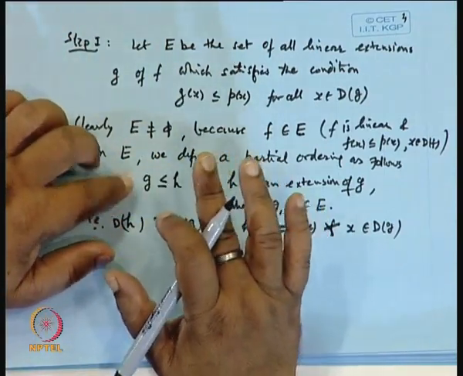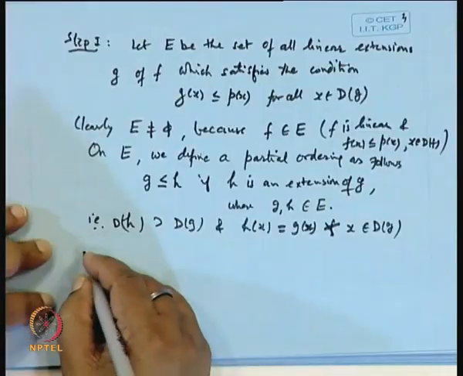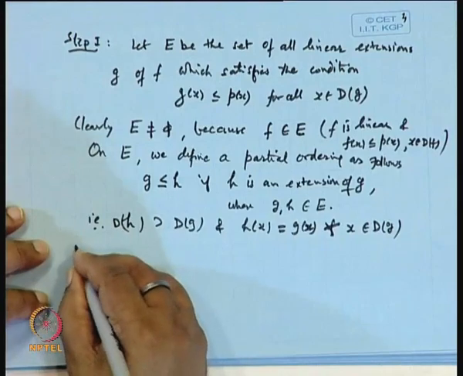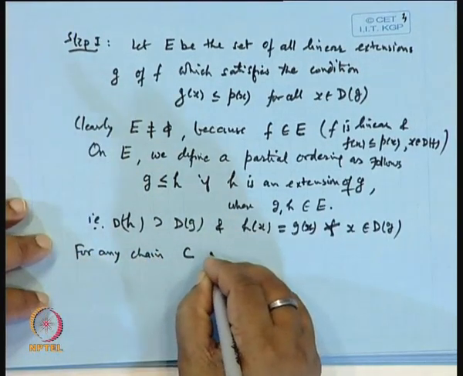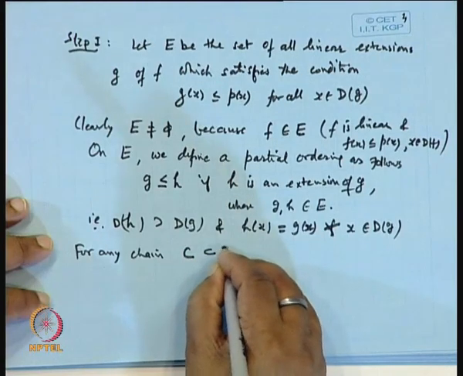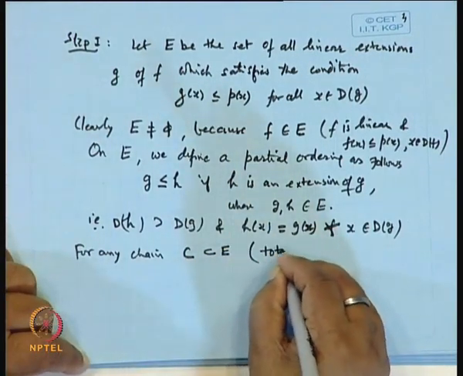Okay? Now, let us consider a chain in E. So, for any chain C in E, chain means a totally ordered set.